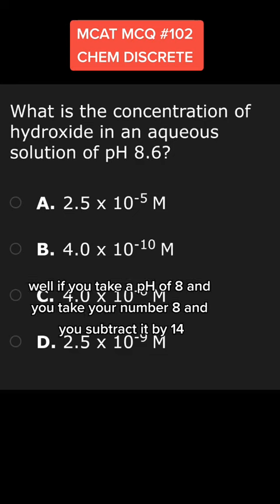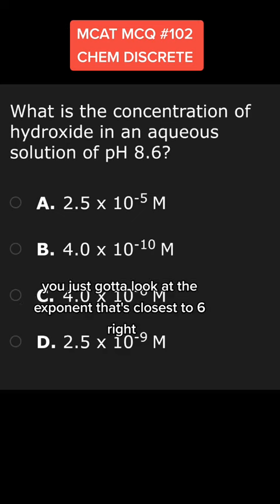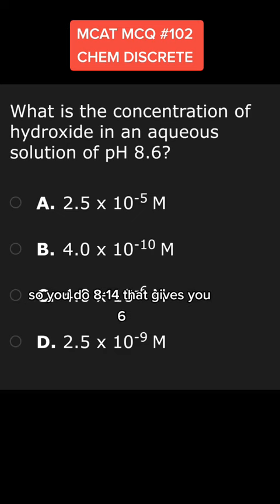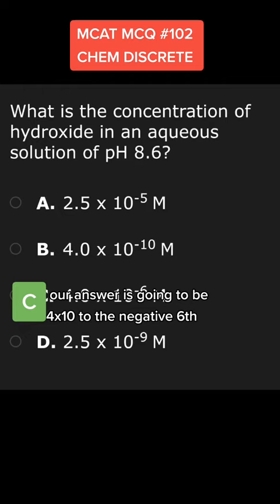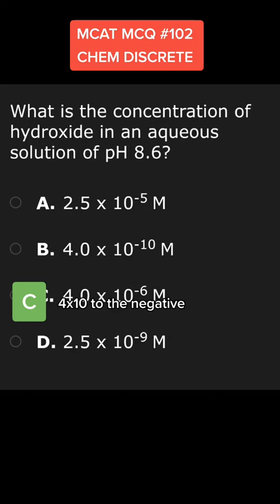Well, if you take a pH of 8, and you take your number 8, and you subtract it by 14, what number do you get? You get 6. So now with that information, you just got to look at the exponent that's closest to 6, right? So you do 8 minus 14, that gives you 6. So our answer is going to be 4 times 10 to the negative 6th, and if you want to verify, you can calculate this using the logarithm formula, and you'll see this is the exact answer, 4 times 10 to the negative 6.